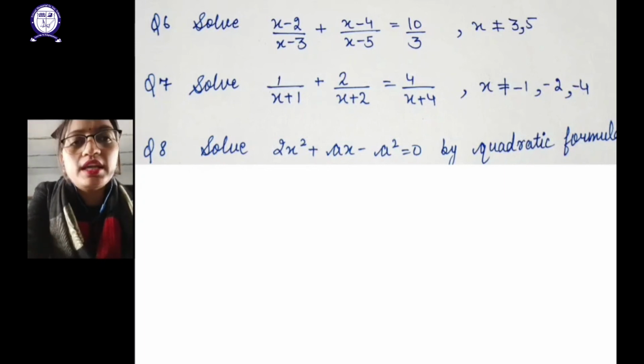Now question number 8, solve 2x square plus ax minus a square equals to 0 by quadratic formula. Now in this question the values of b and c are not clear. In the previous questions we had values of b and c as 2, 3, 9, 18, something like that. But here we have a in place of that, so it doesn't matter what value we give, the answer will come in that form. Now the answer will come in the form of a here. So these are the questions based on the quadratic formula which we have seen in the previous question papers of CBSE.